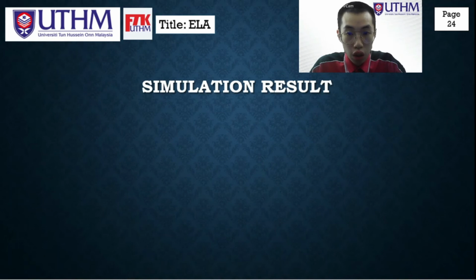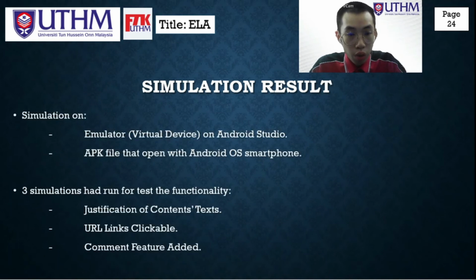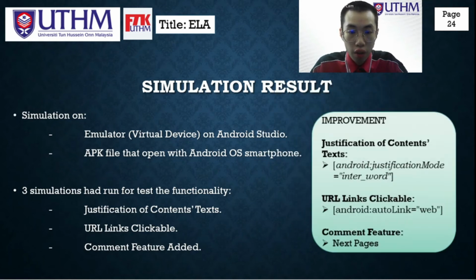Next is the simulation result. You will have the simulation result by simulating in an emulator or virtual device on Android Studio, or we can just build an APK file that opens with an Android OS smartphone. I tested 2 functions, and then the 3 simulations were run to test the functionality: the justification of content text, URL links applicable, and command feature added.